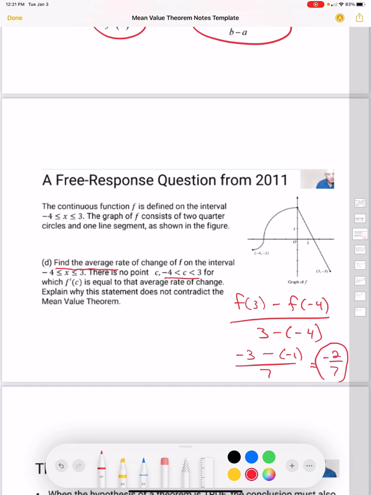But they're telling us that there is no point C from negative 4 to 3 for which f prime of C is equal to that average rate of change. Explain why this statement does not contradict the mean value theorem. Well, it's because this thing is not differentiable everywhere. Okay, we have this situation right here on this graph where we can see that the function would not be differentiable there. All right, so this thing does not meet the conditions of the mean value theorem because it's not differentiable because of this thing here. Okay, we can definitely tell that our left hand and our right hand derivatives are much different.